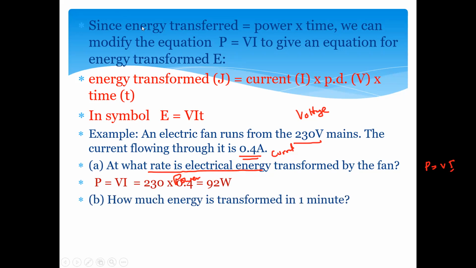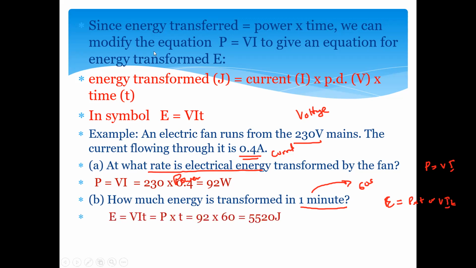And how much energy is transformed in 1 minute? Whenever time is in minutes, you have to convert it into seconds. So 1 minute means 60 seconds. And to get the energy, it is power multiplied by time, or voltage times current times time. So power was 92 and the time is 60, because 1 minute is 60 seconds. When we multiply, the total energy consumed by this device in 1 minute is 5520 joules. Is it clear? The concept of power and energy, electrical energy.